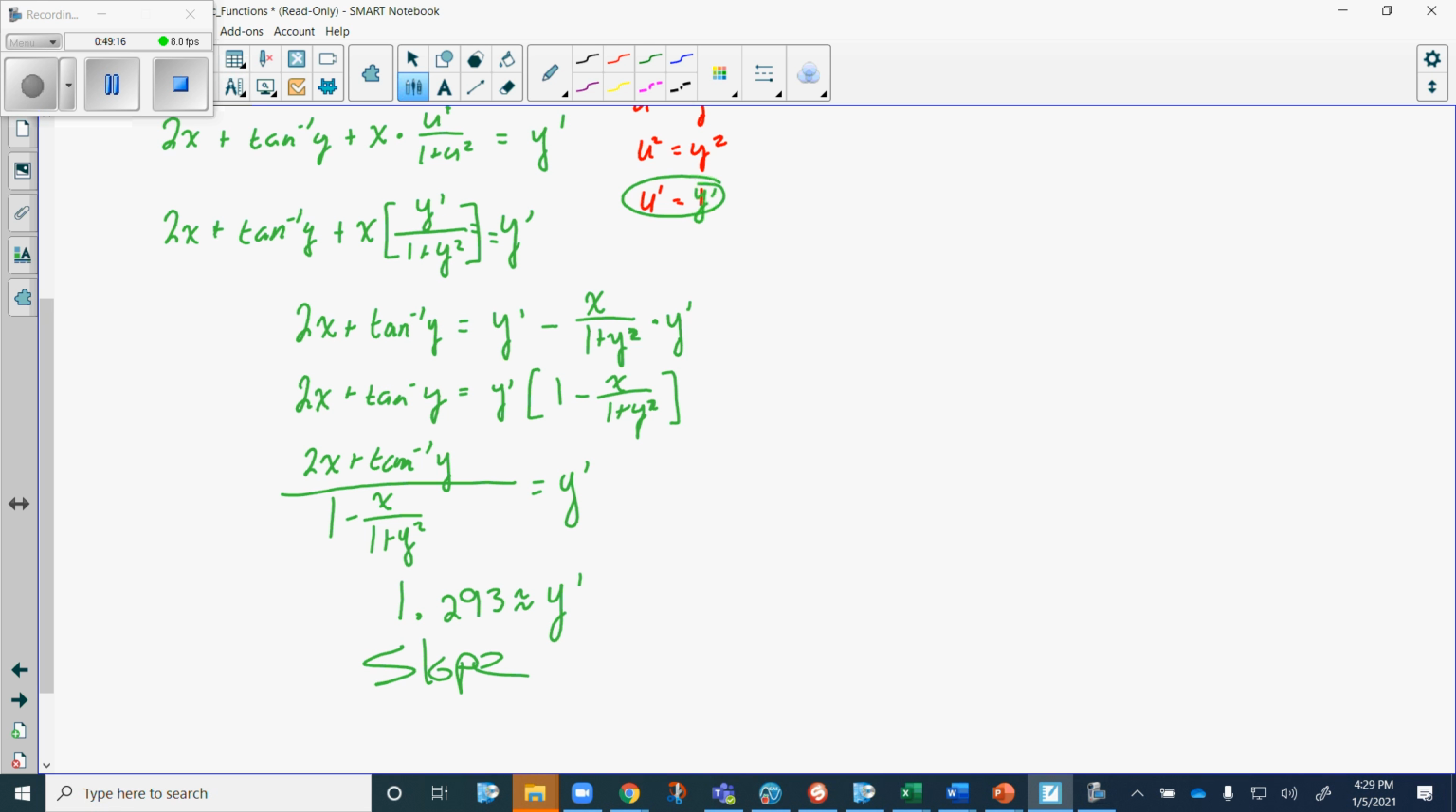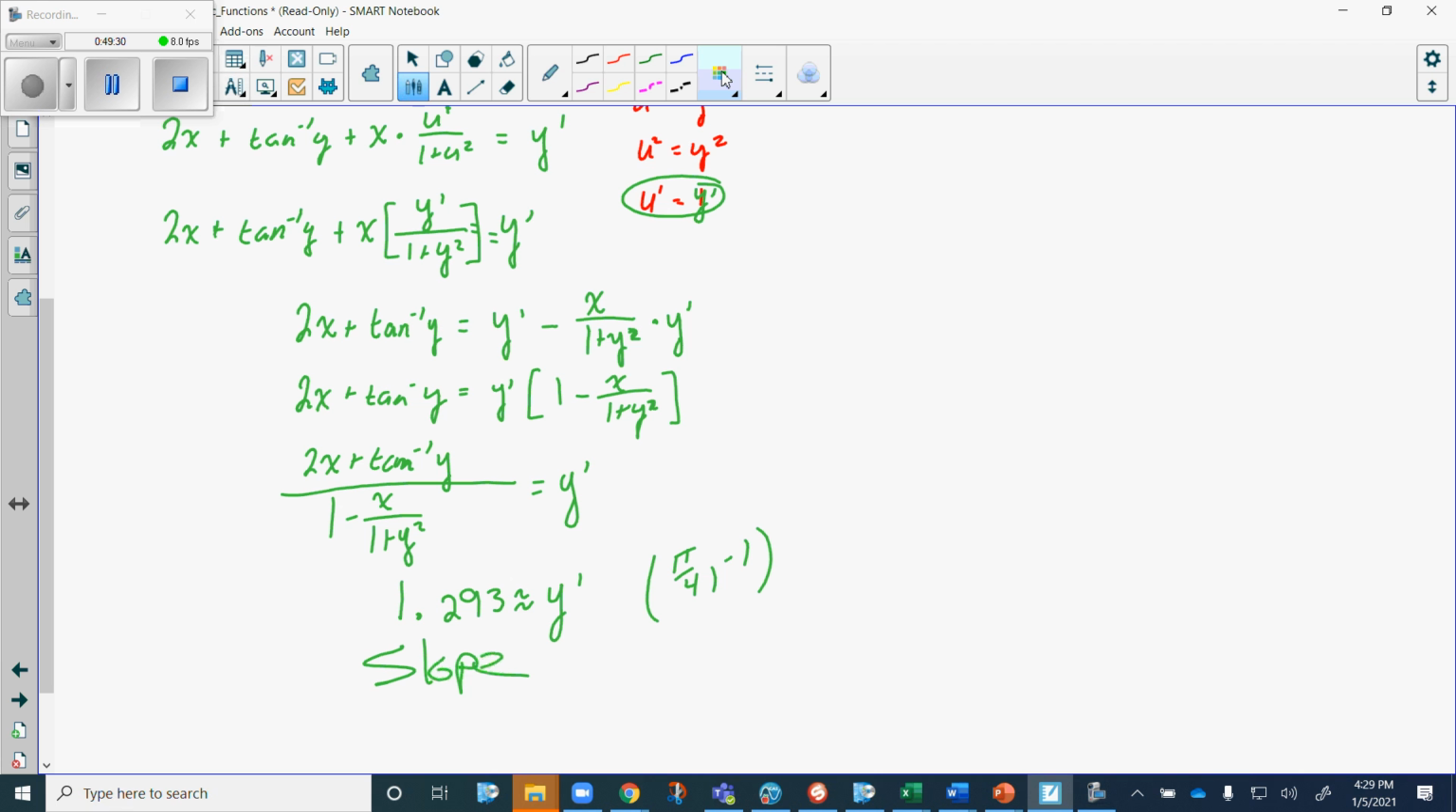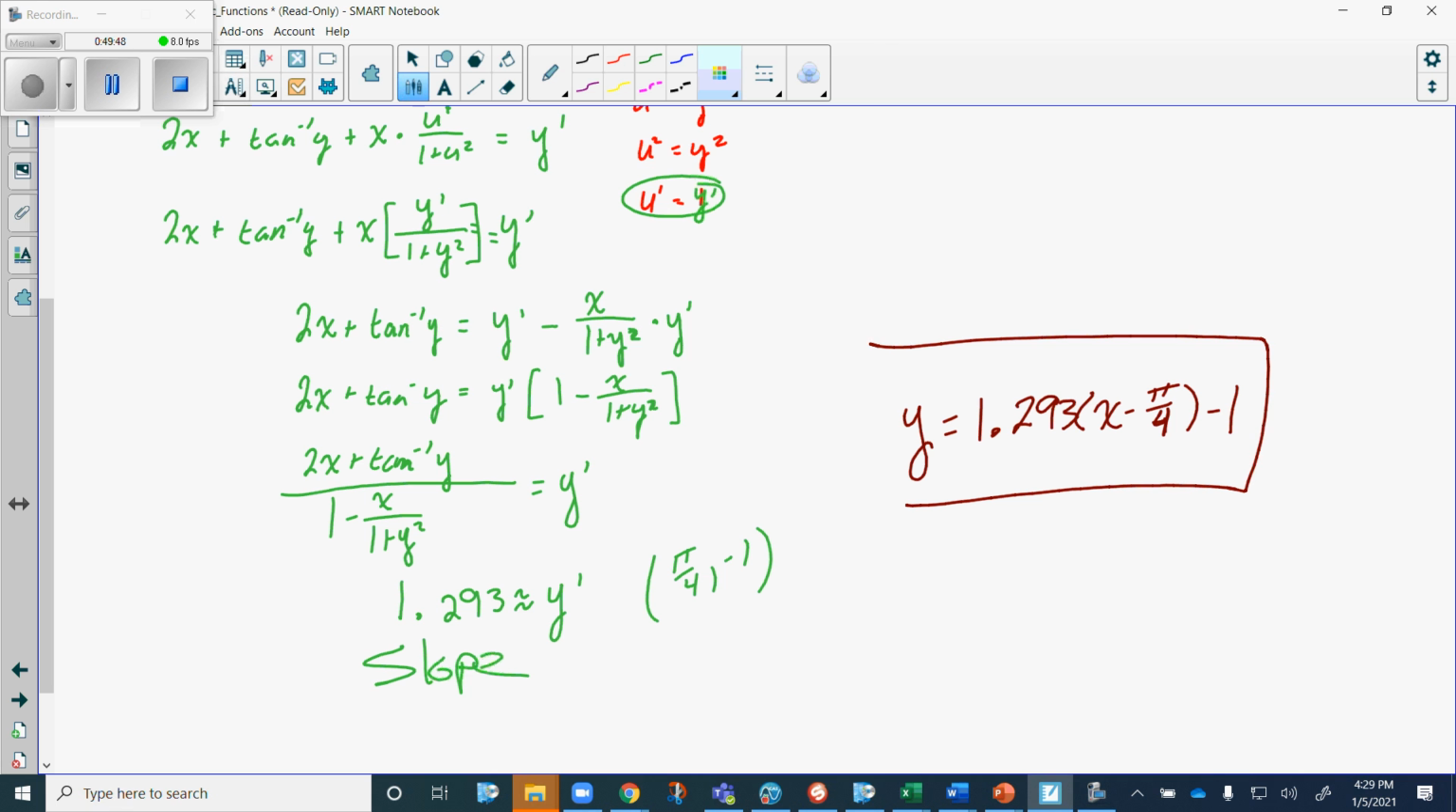So the equation of the line that we were given, remember x was given to me to be pi over 4 and y was given to me to be 1. So the final equation in simplified approximated form would be y is equal to 1.293 times x minus pi over 4 minus 1. There we go. Or if you wanted to, I did have it written down.